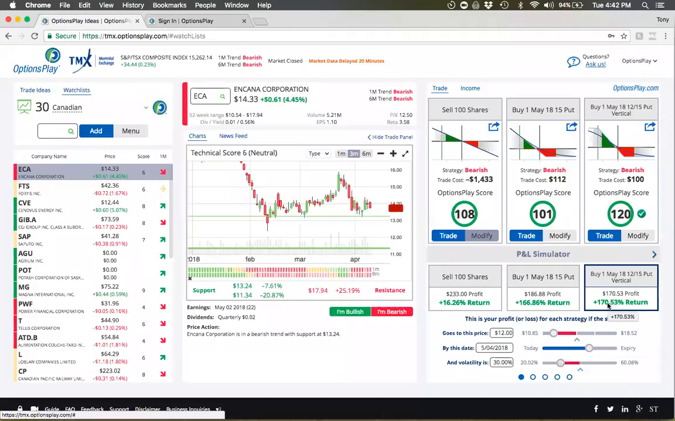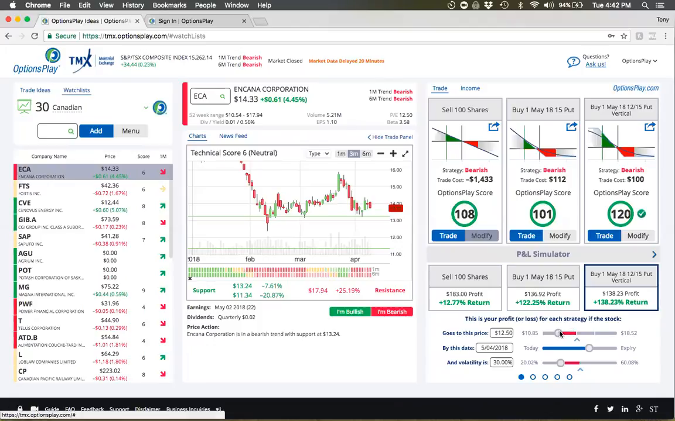So this is where you can make the decision very quickly which strategy is best suited for you based on where you think the stock's going to go. Some of you may not be as bearish. Maybe you think that it's only going to go down to 12.50. As you can see, if the stock goes down to 12.50, you still get 122% return on the put versus 138% return here on the put vertical. So this allows you to quickly compare multiple strategies and see which one's best suited for you.